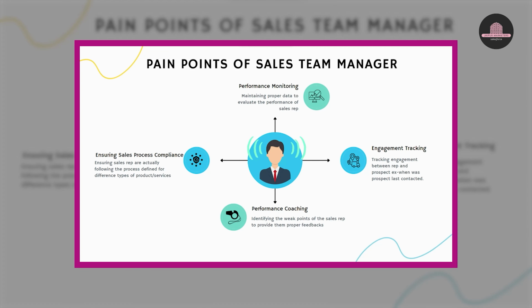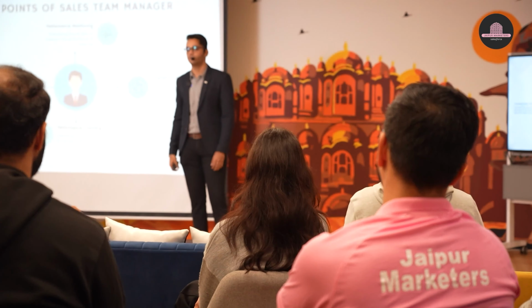There may be possibilities that instead of making a voice call, the sales rep has just dropped an email and is waiting for the client to contact him through the phone number mentioned in his signature. So it's hard for Ajay to ensure sales process compliance.